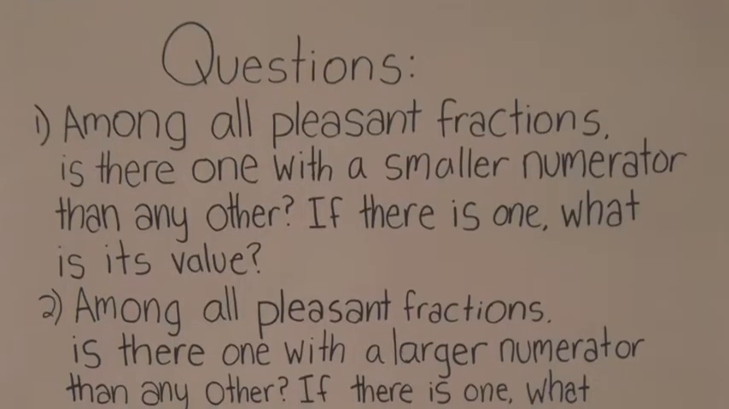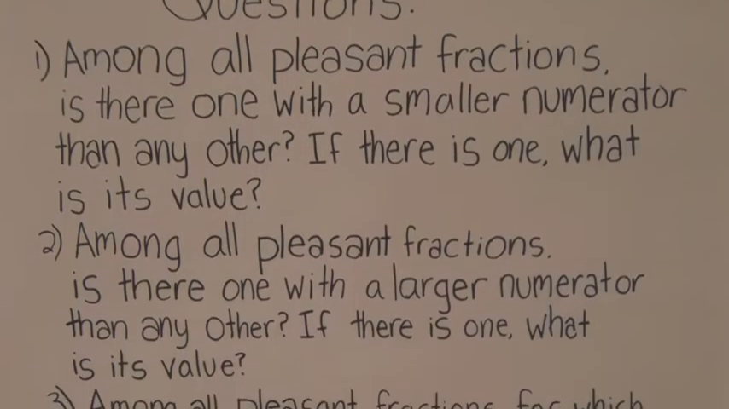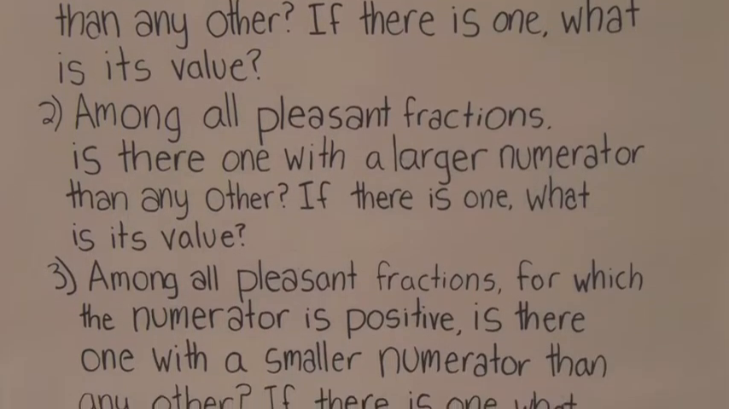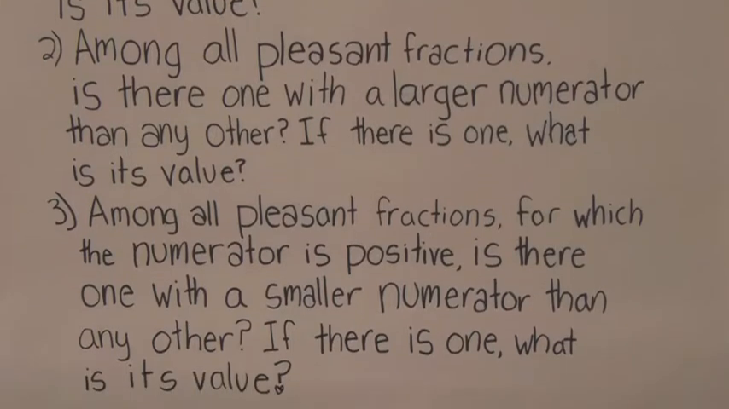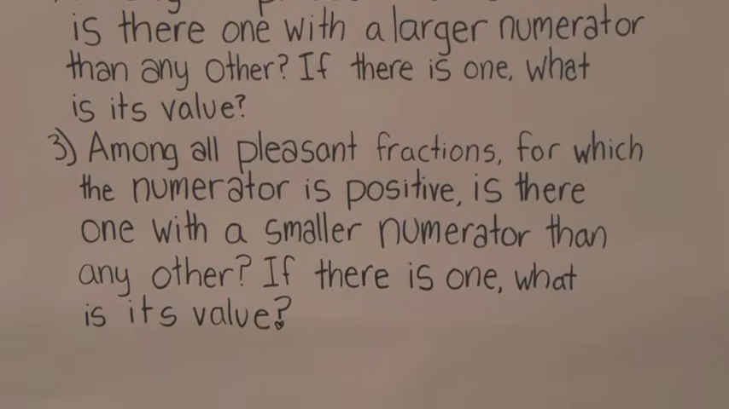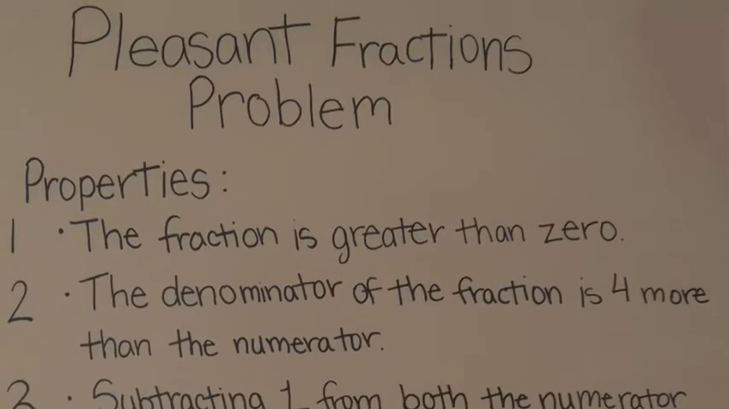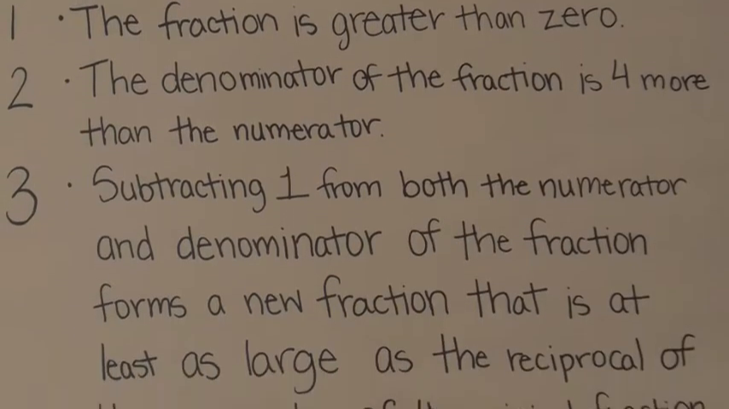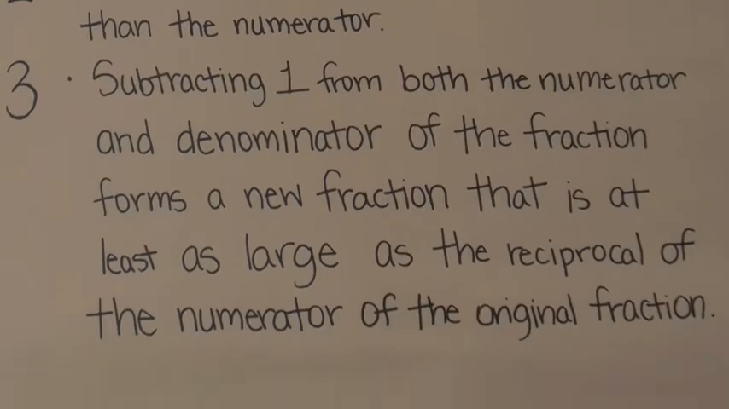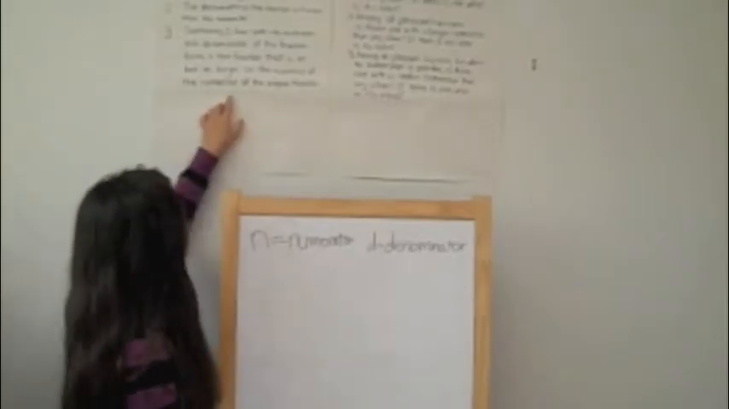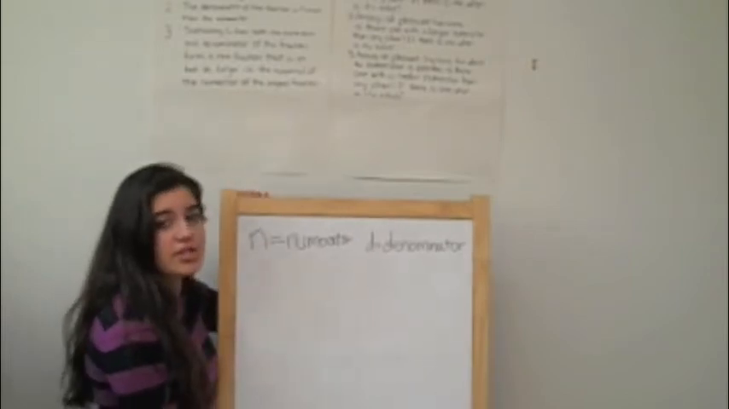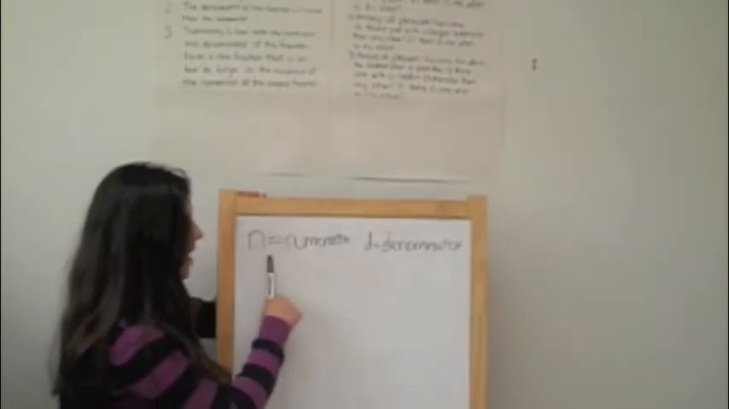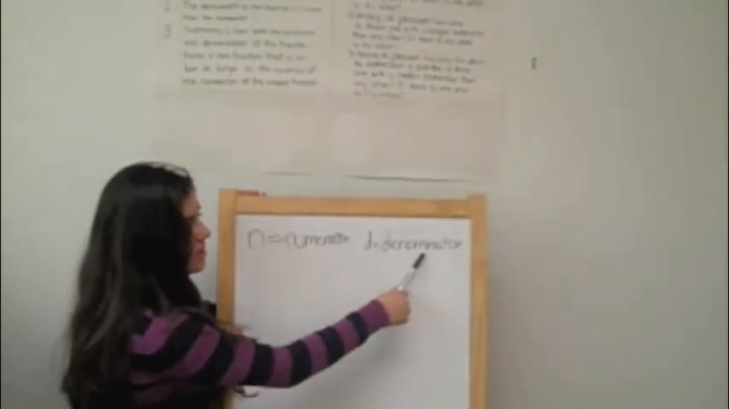In this problem, we are trying to solve the following three questions. All pleasant fractions must have the following three properties. From these given restrictions, we can make the equation and inequalities that represent all properties of all pleasant fractions, where n equals the numerator and d equals the denominator.